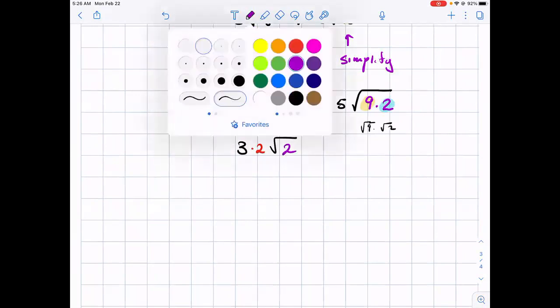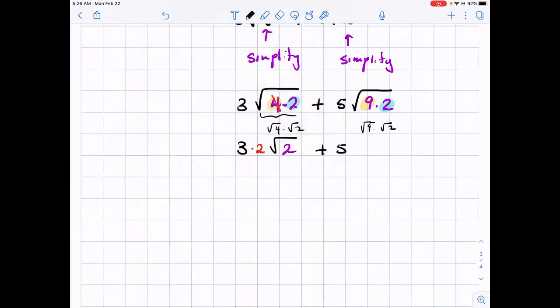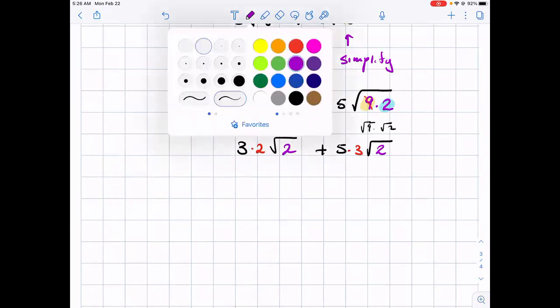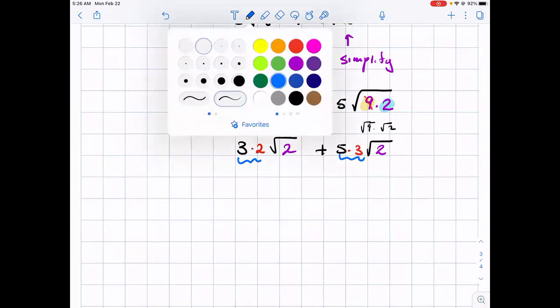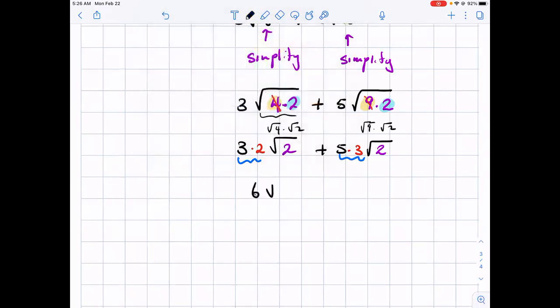Plus 5. The root of 9 is 3. And what's left is my radical 2. So now we can multiply these two, those coefficients, they are now coefficients. So 3 times 2, this becomes 6 radical 2, plus 5 times 3 is 15 radical 2.